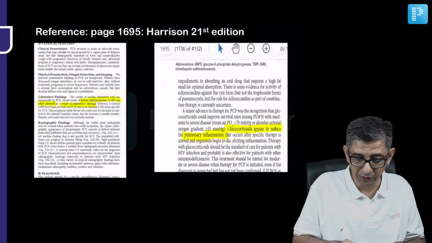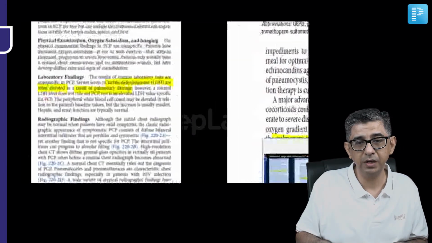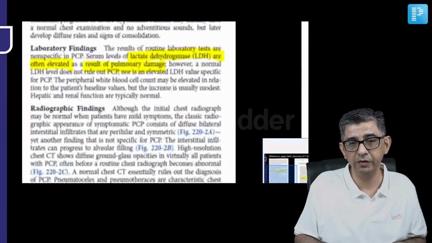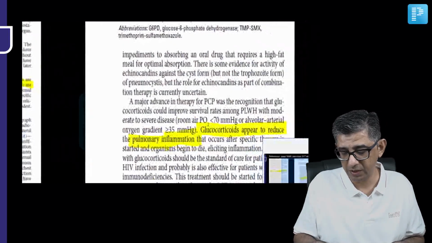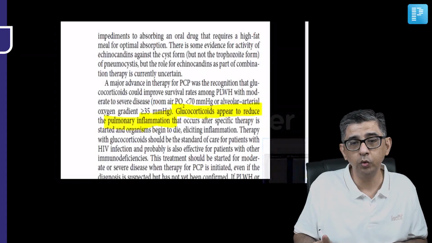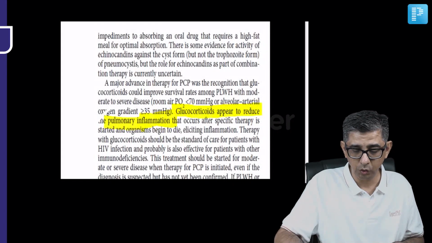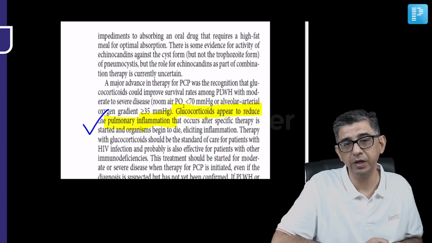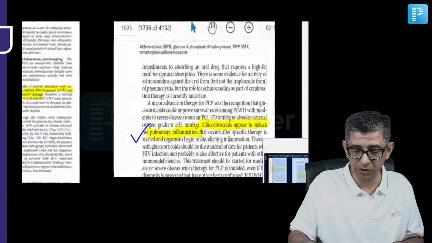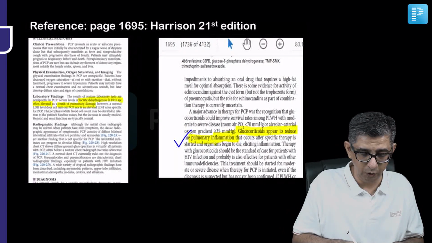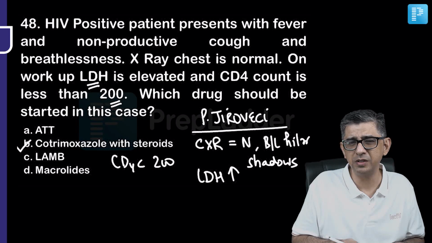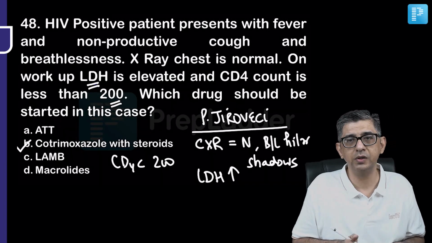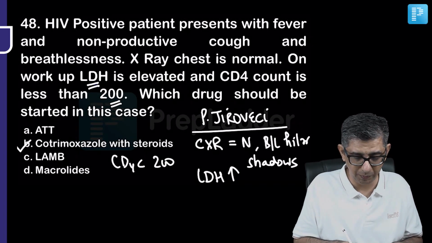I'll just show you the reference from Harrison as well. He says that LDH values are elevated as a result of pulmonary damage, as you can see. And second, what he says is glucocorticoids reduce pulmonary inflammation. So they are the ones which would be used in a patient suffering from Pneumocystis jirovecii pneumonia. The page number of Harrison is anyway mentioned where the usage of steroids is mentioned. I mentioned that in my routine video as well. So the correct answer for 48 is option number B.